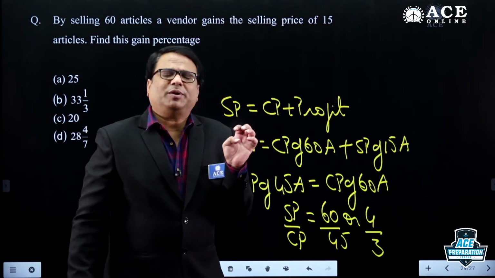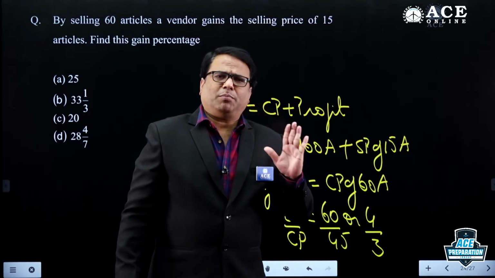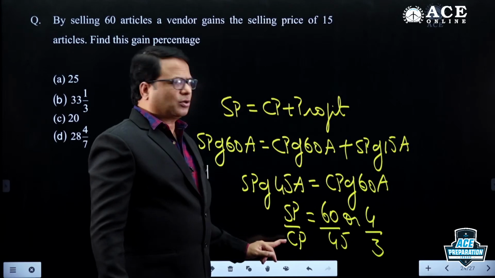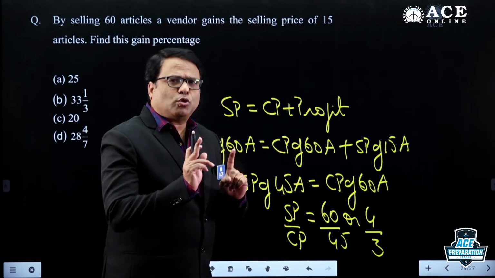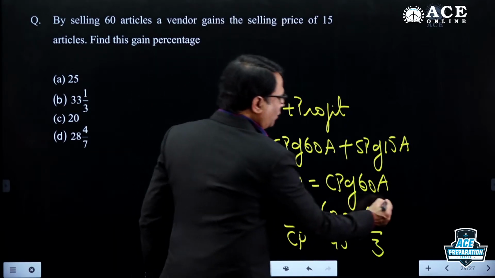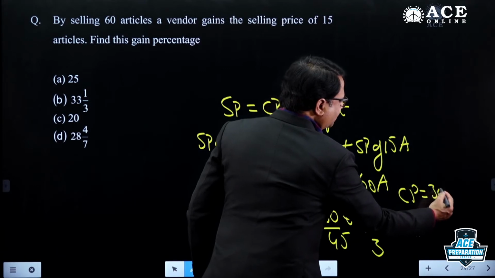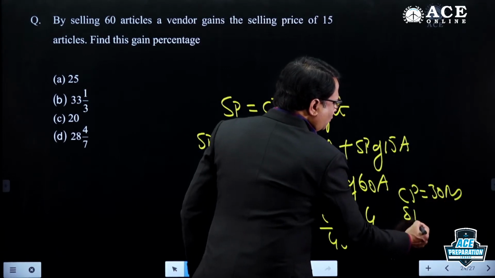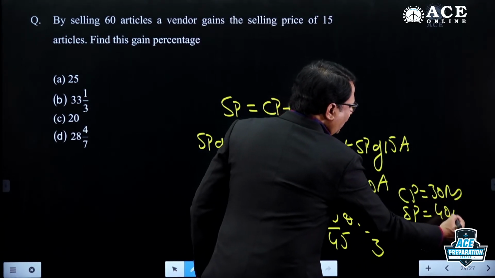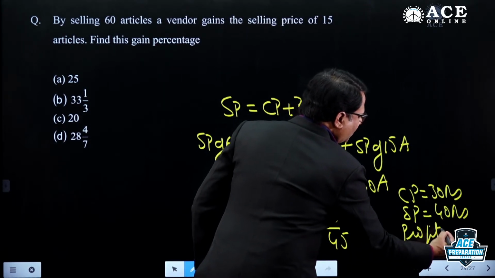So what is the profit percentage? That is the question. You can take any pair of numbers as selling price and cost price, but the ratio must be 4:3. Then you will get the profit percent. So I take cost price as 30 rupees, selling price as 40 rupees. And if you do the calculations, profit would be how much?